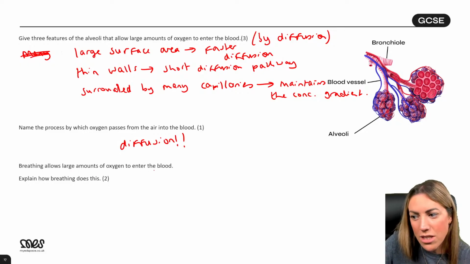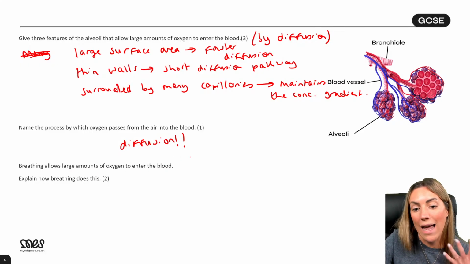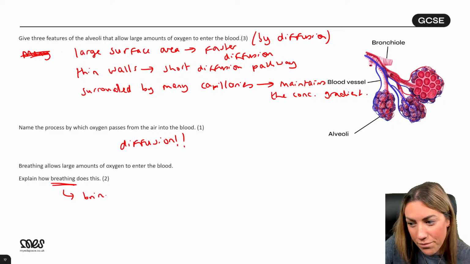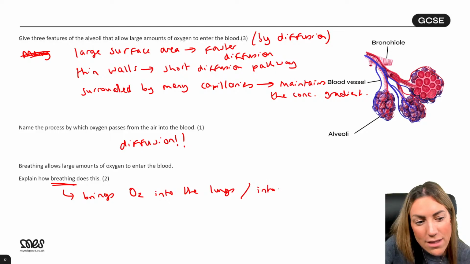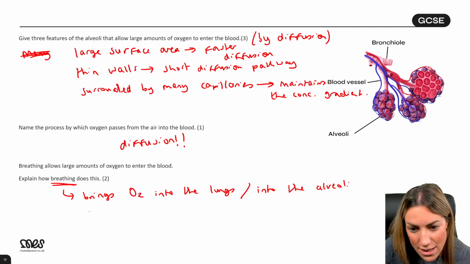Breathing allows large amounts of oxygen to enter the blood. So someone said before that the alveoli are well ventilated. This question is about that. Explain how breathing does this. So breathing brings oxygen into the lungs or into the alveoli. Why does that allow large amounts of oxygen to enter the blood?